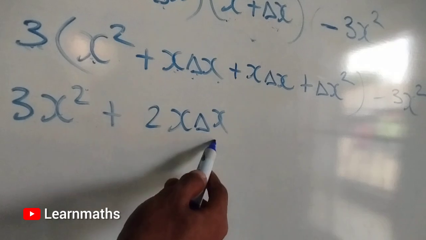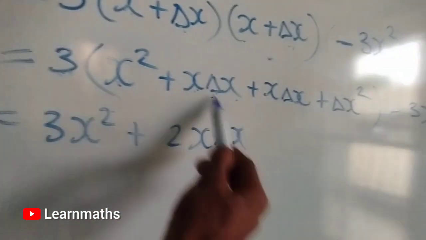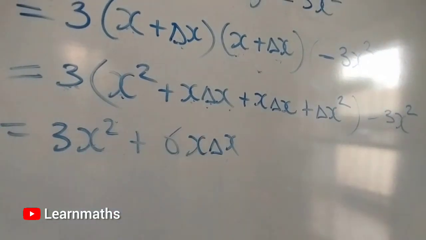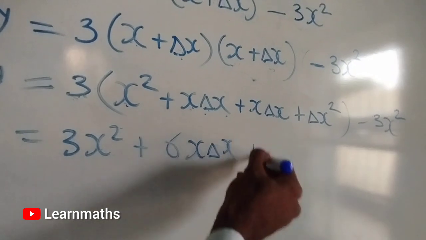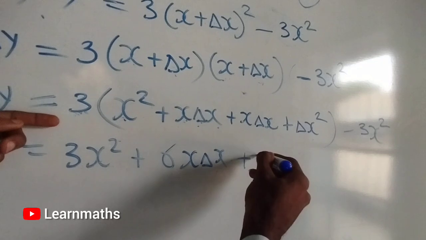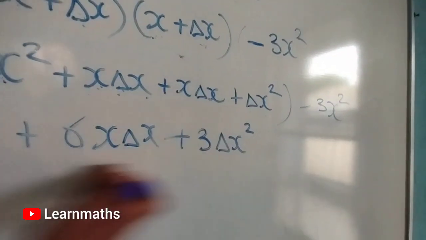So in total, that's 2x change in x. Now if we open this bracket with 3, it's going to be 3 times 2 since we have 2 of it. 3 times 2, that's 6 of it now, right? You can understand? 6x change in x, plus finally 3 times change in x squared. That's 3 change in x squared, right? We have opened this bracket.